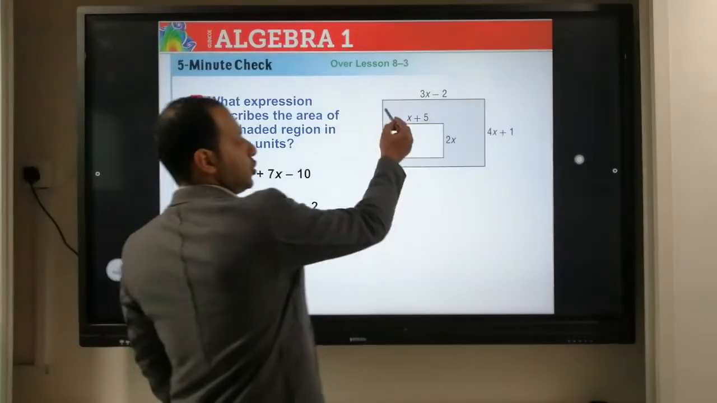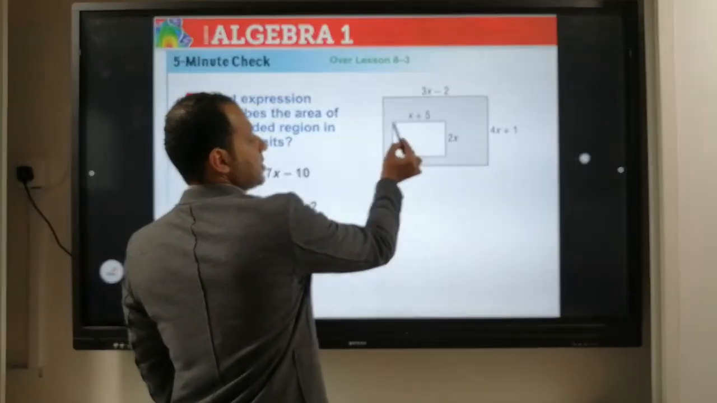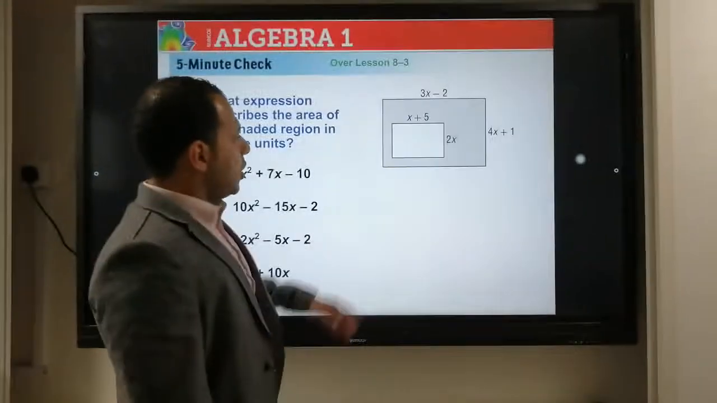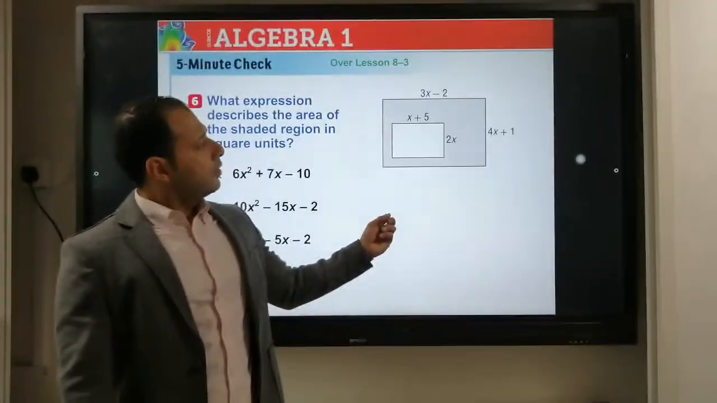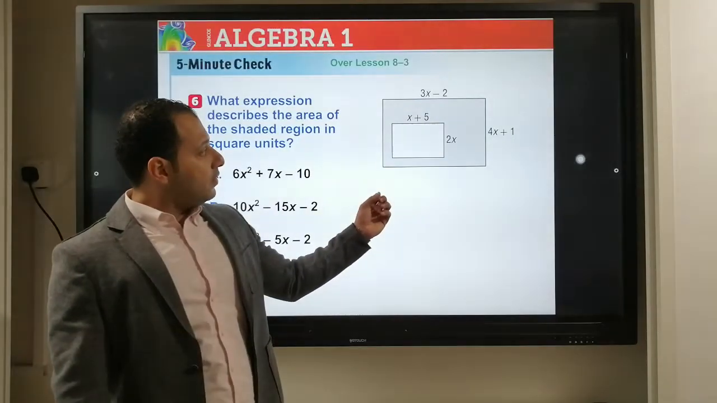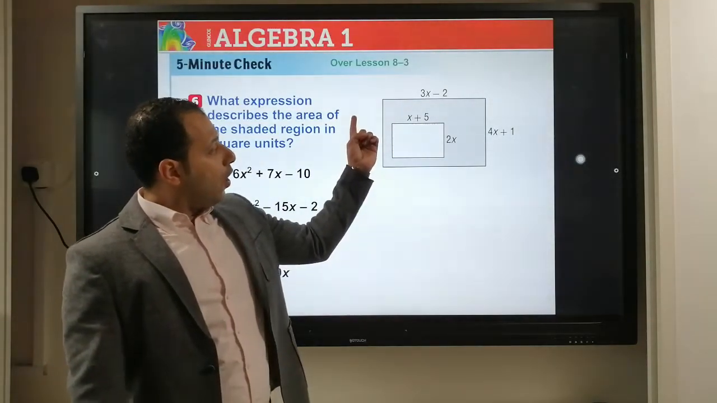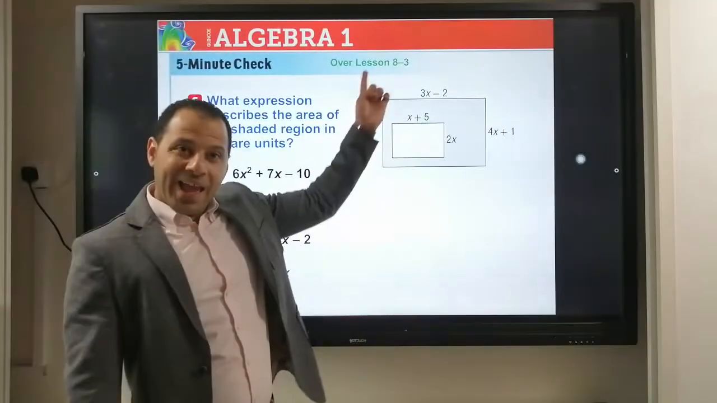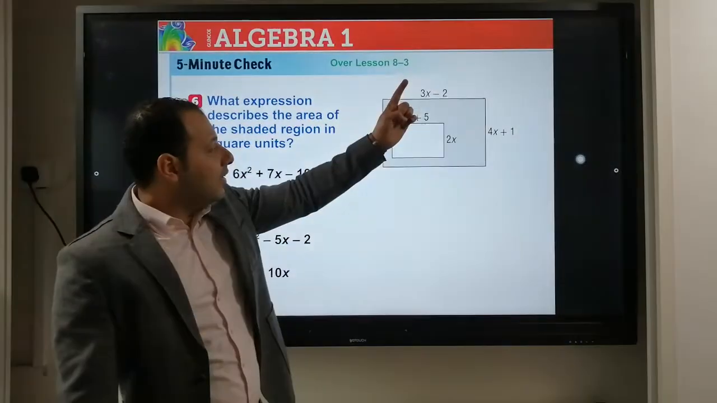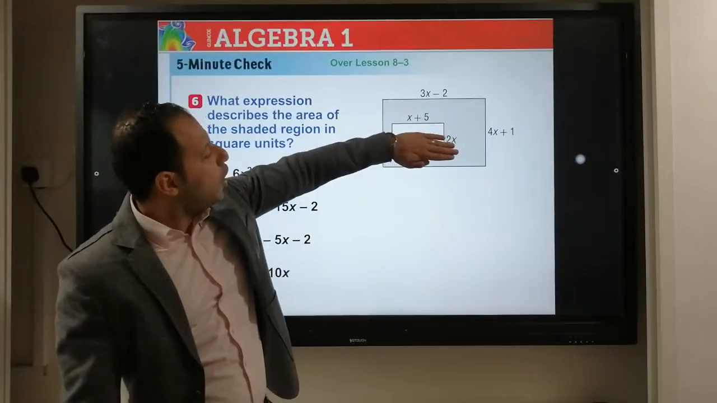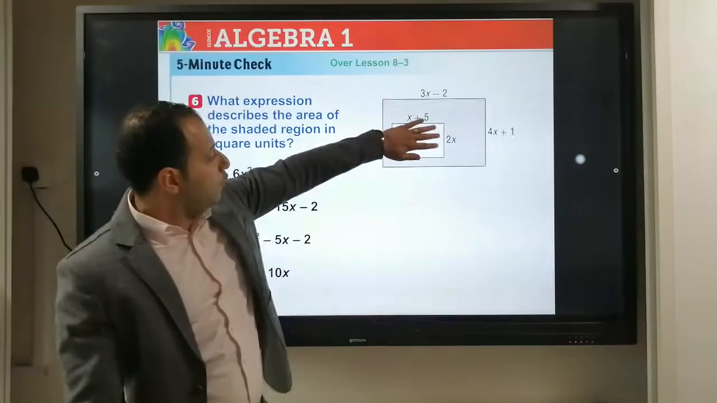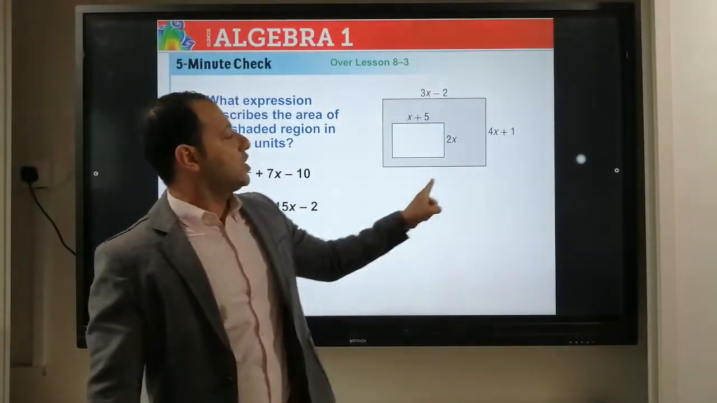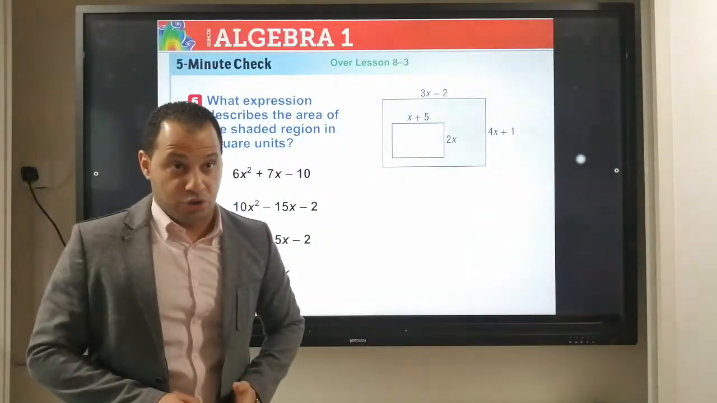This is the shaded region, as you see. This is a white region. I need only the shaded region. The shaded region represents what? It represents the area of the big rectangle, and we take the area of the small one. If you take the area of the small one from the area of the big one, the remainder is the shaded part or the shaded region.